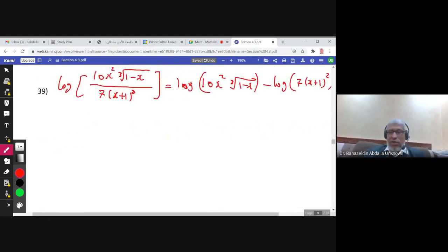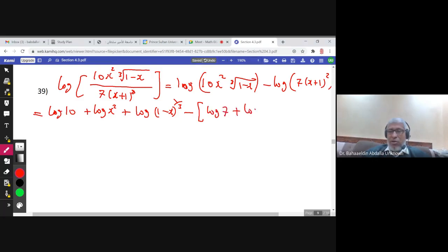Okay, now let us continue. Now I will use the product rule in the first term, the product rule and the power rule. So I will write it log 10 plus, let me use the log x square, the product rule only, plus log, I will write 1 minus x to the power 1 over 3. And there is a minus sign here, and you open parentheses, and you write log 7 plus log x plus 1 to the power 2.